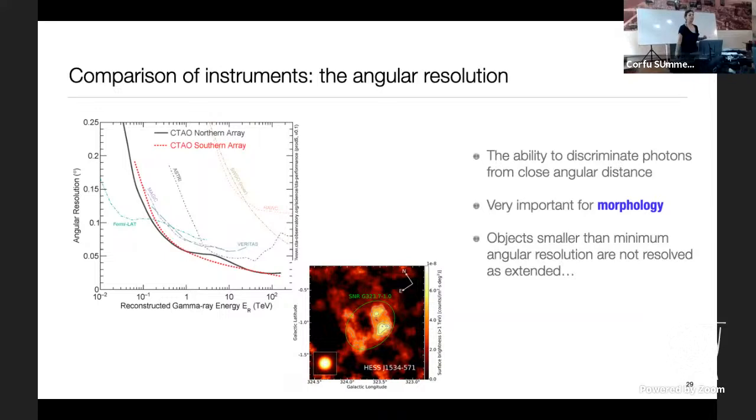Then what happens if, let's assume, you have two photons from two different regions, but they are below your resolution? Then what happens is that you will not resolve them. You will see them as a single point-like source.